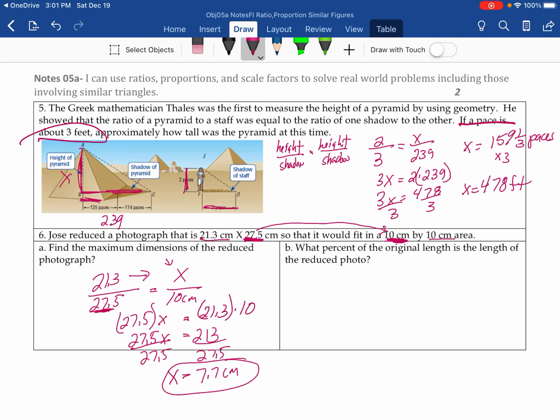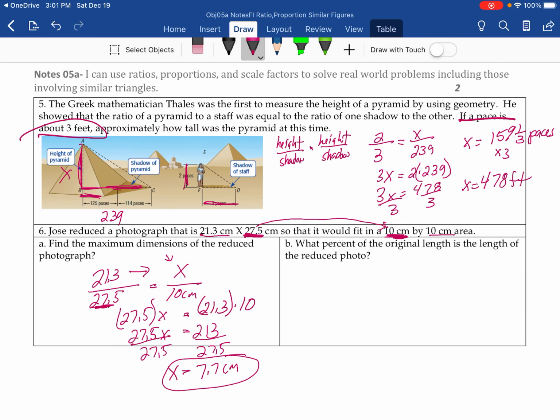Last question is, what percent of the original length is the length of the reduced photo? So what percent is it? What kind of reduction would it be? Well, my new dimension was 7.7. My old dimension was 21.3. So it's going to be new over old. And 7.7 divided by 21.3 is about 0.361. And then you multiply that by 100, which would be about 36.1%.